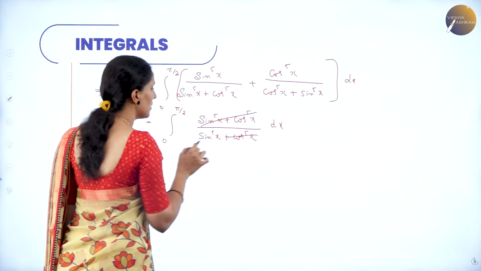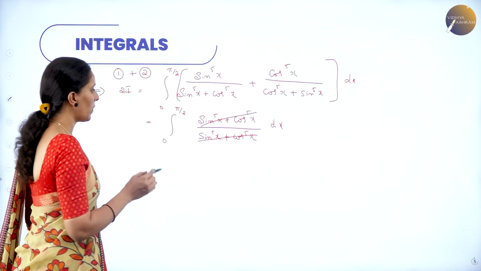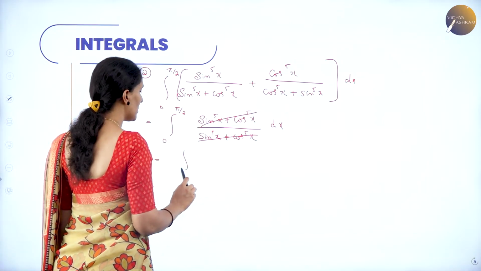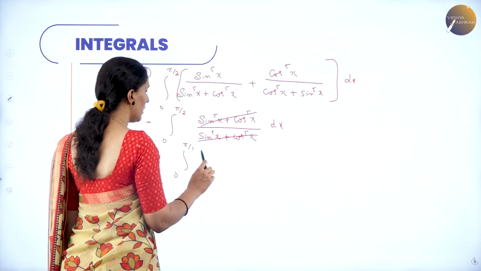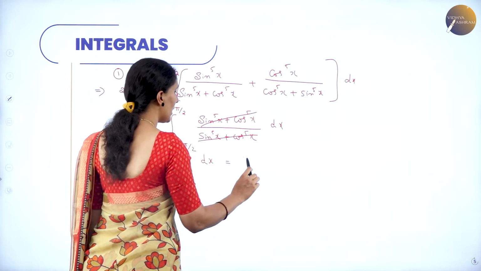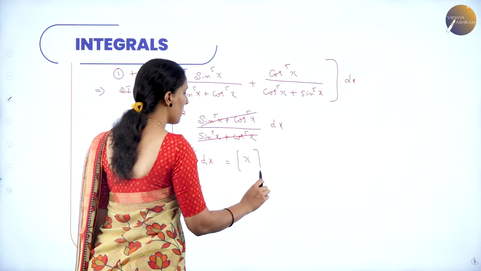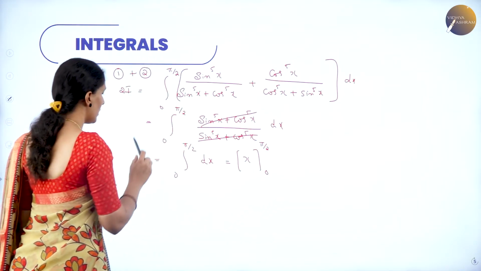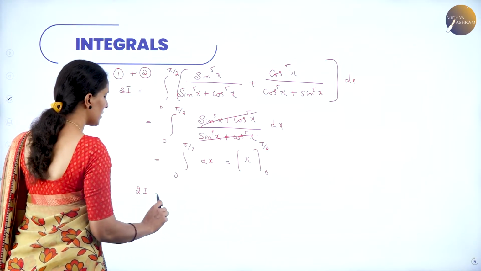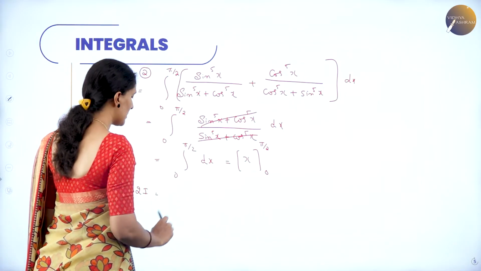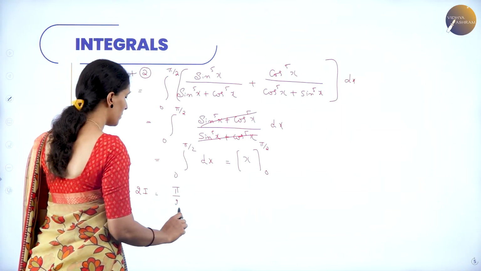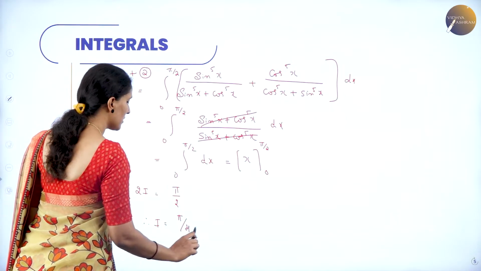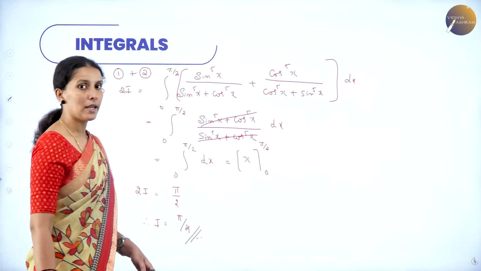So it cancels. Now there is only a constant 1. So the integral of 1 into dx, from 0 to pi by 2, becomes only x. Now apply the limits from 0 to pi by 2. So here I have 2I is equal to pi by 2 minus 0, which is pi by 2. Therefore I is equal to pi by 4. Hence the value of the integral is pi by 4.